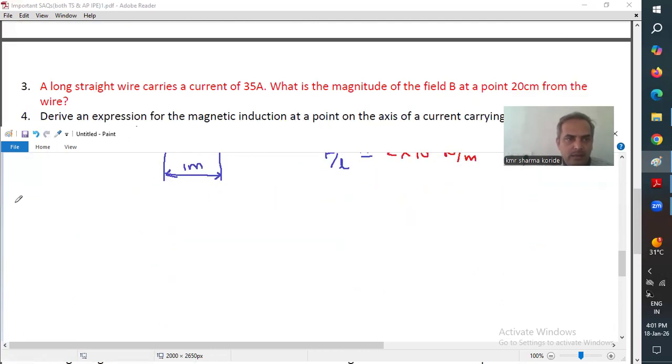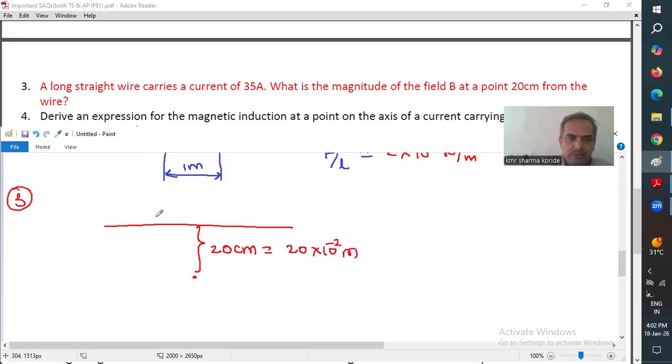Question number 3. A long straight wire carrying current 35 amperes. What is the magnitude of the field at a point 20 centimeter from the wire? So understand that this is the wire. You are here at a point at a distance of 20 centimeters from the wire. So 20 centimeters, centi means 10 to the power of minus 2 meters. So this is carrying current of 35 amperes.